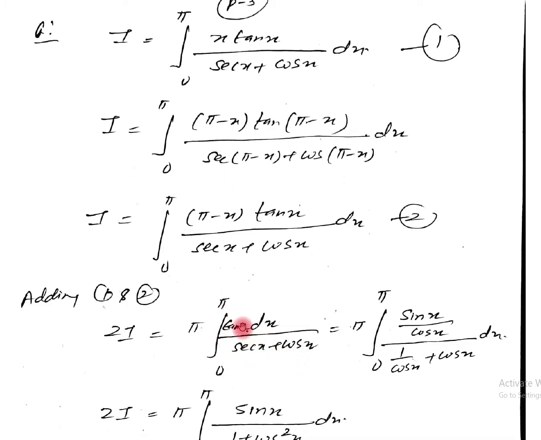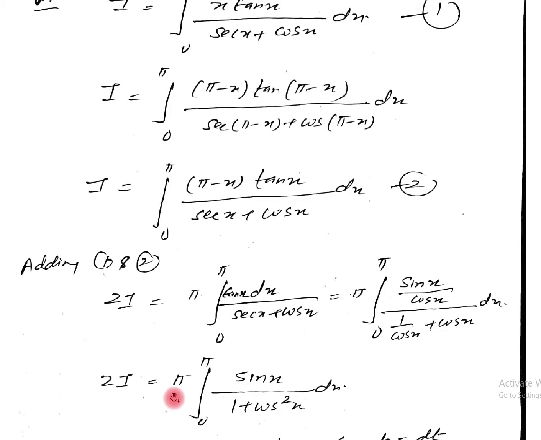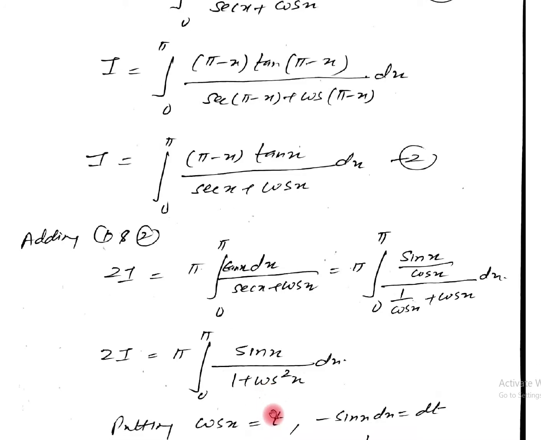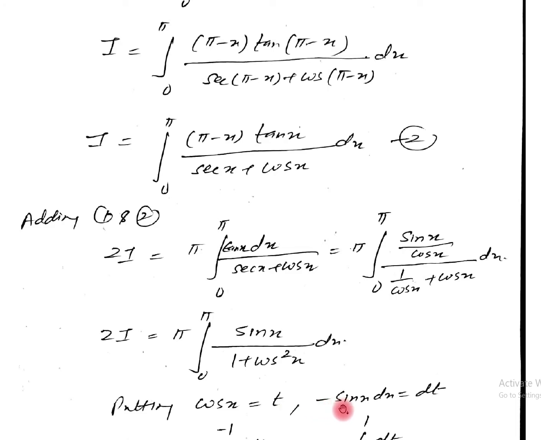Then converting tan into sin by cos and sec into 1 by cos, simplifying, I am getting here 2I equal to pi times the integral from 0 to pi of sin x upon 1 plus cos square x. Now putting cos x equal to t, I am getting here minus sin x dx equal to dt. Again substitution is going on, so the limits of integration will be changed.